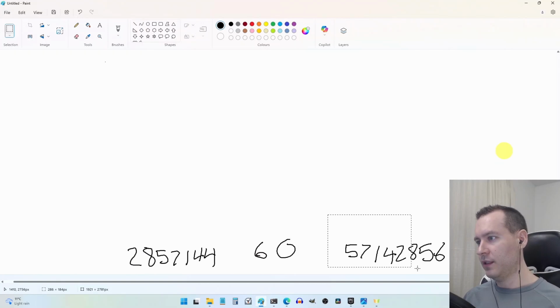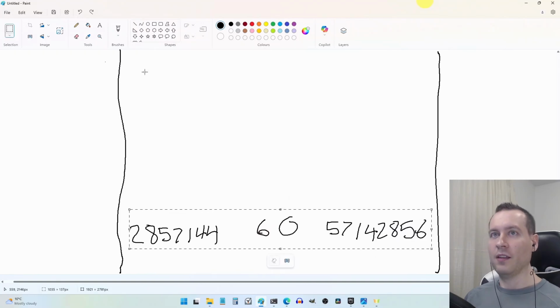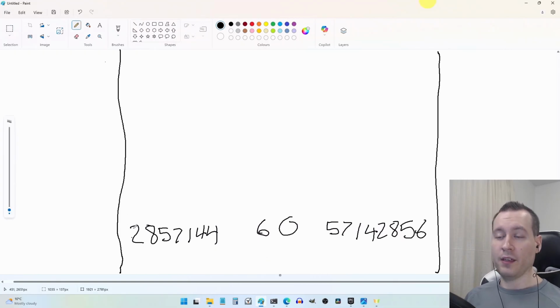5714285. Move this a bit over here. So actually these are decimal values, so this is actually over 10 million, isn't it? So these will actually just be the numerators. I can't deal with those decimals, so I'm going to be thinking about these as over 10 million.